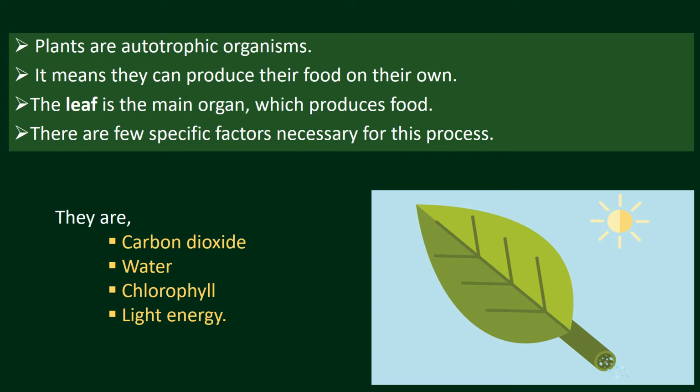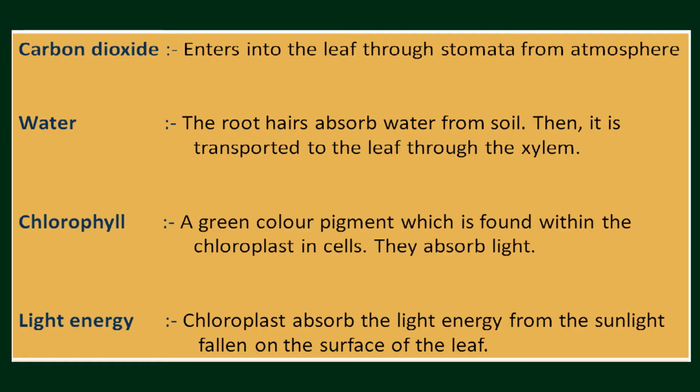The factors necessary to produce food are carbon dioxide, water, chlorophyll, and light energy. How do plants collect these factors? From this slide, you will be able to get an idea about that. Carbon dioxide is a gas. It enters into the leaf through stomata from the atmosphere.